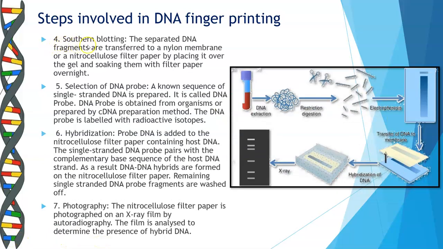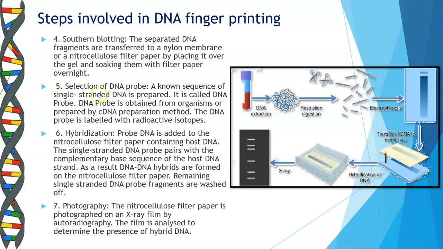Students, the fourth step is Southern blotting. The separated DNA fragments are transferred to a nylon membrane or a nitrocellulose filter paper by placing it over the gel and soaking them with the filter paper overnight. Here, have a look at the step in this figure. You will see that the nitrocellulose filter paper is placed on the agarose gel, and it is allowed to get blotted or get soaked in the filter paper.